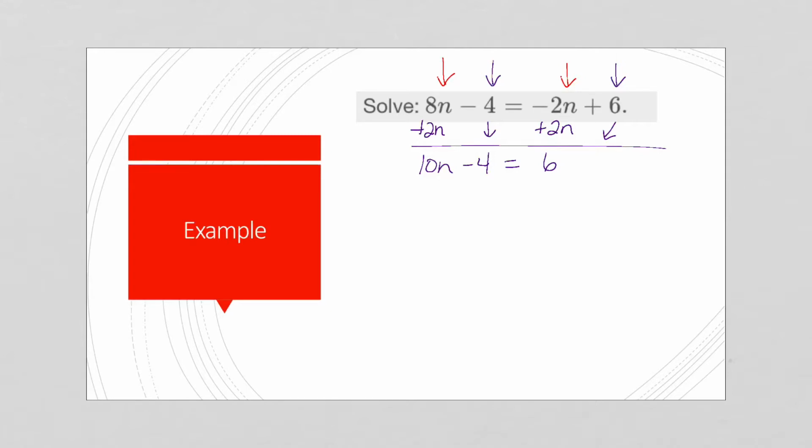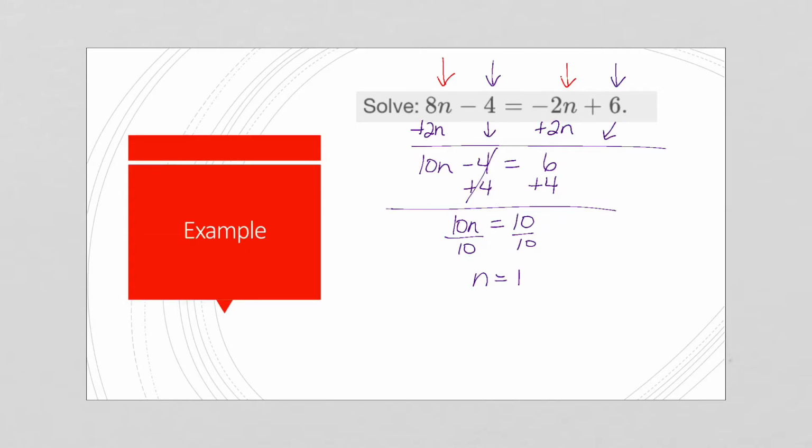Now I want to move my constant terms over to the right side because I chose my left to be the variable and my right to be the constants. So I've got 10n is equal to 10. Divide both sides by 10. You get that n is equal to 1.